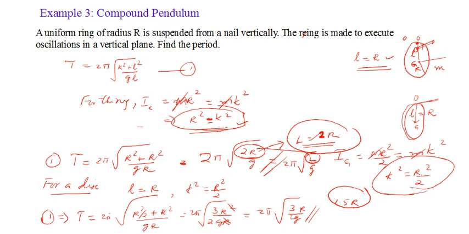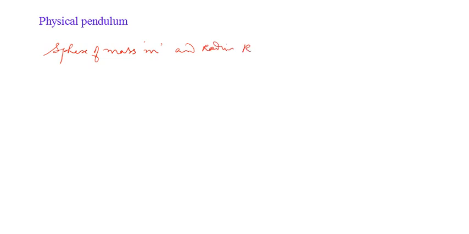Now there is another variety of compound pendulum that is known as the physical pendulum. There are several pendula that are used. So what is meant by a physical pendulum? A physical pendulum is a special case: a sphere of mass m and radius r, suspended at the end of a light string, by a string. That is what is known as a physical pendulum.